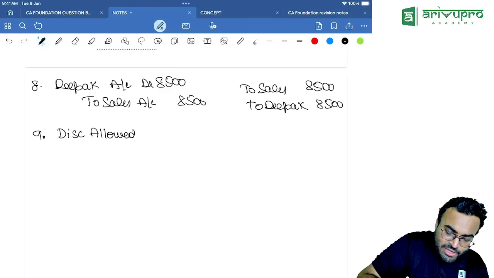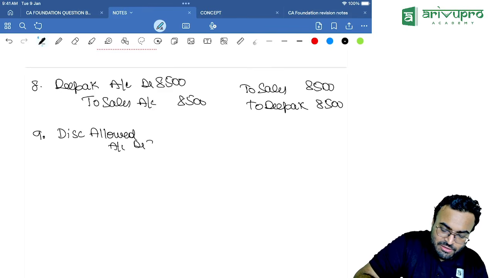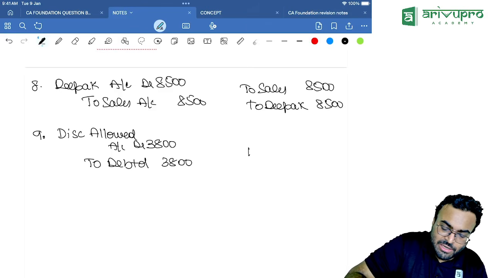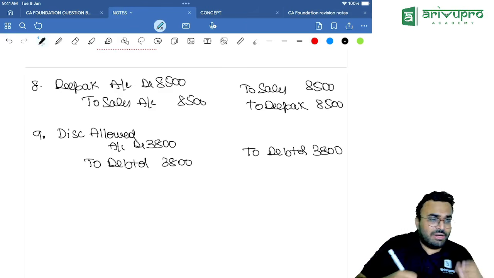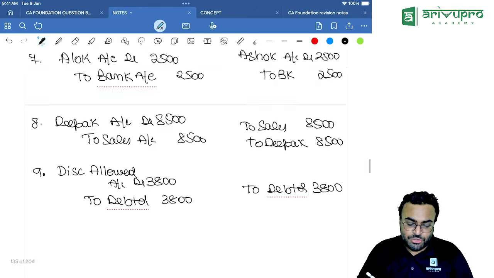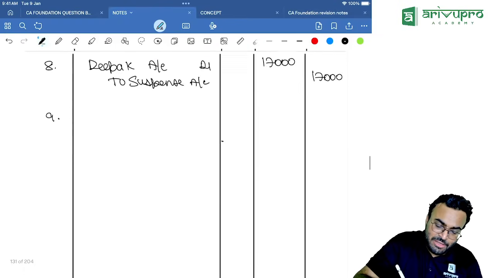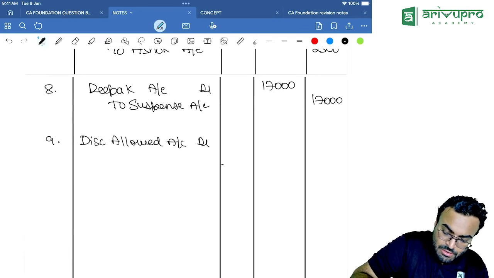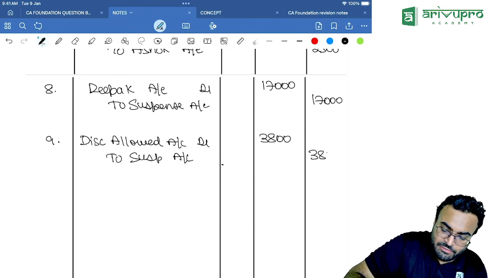Discount allowed account debited 3,800 to debtor 3,800. What is the mistake? They have only done to debtor 3,800. Discount allowed has not been posted. So the rectification entry will be discount allowed account debited 3,800 to suspense account 3,800.